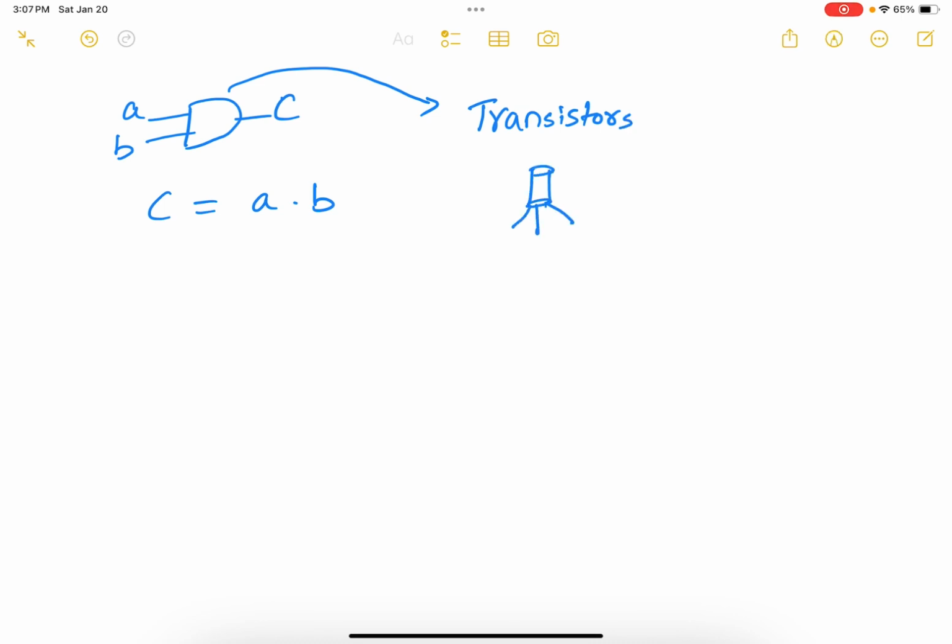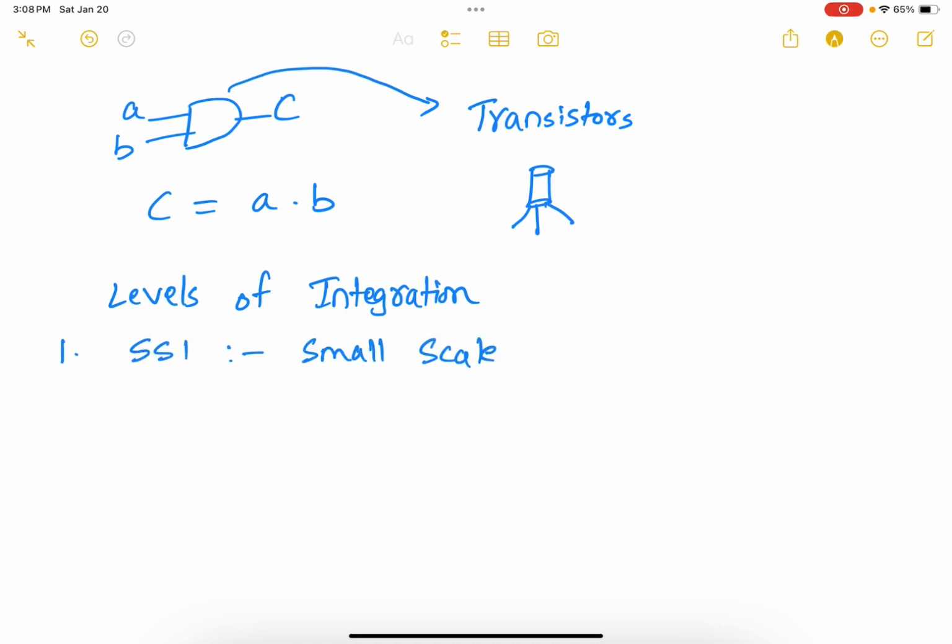Transistors are the most important components in integrated circuits. Depending upon how many transistors you can have on an integrated circuit, there are four levels of integration. The first one is SSI, or small scale integration. If your integrated circuit has fewer than 50 transistors, then it comes under SSI. Then you have MSI, or medium scale integration. Here typically you have 50 to 500 transistors.